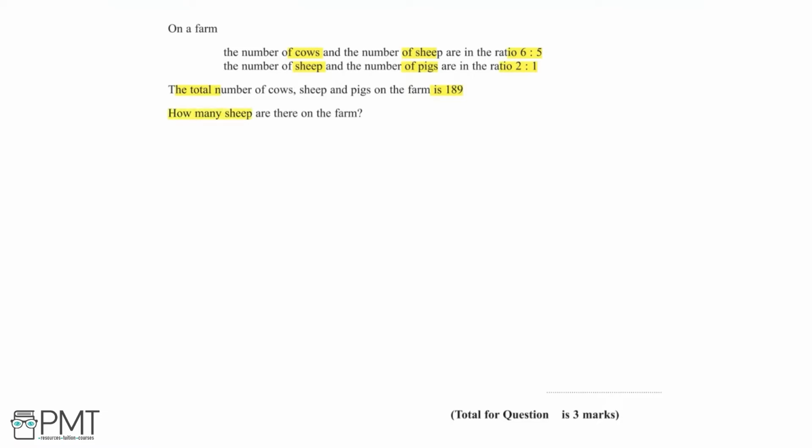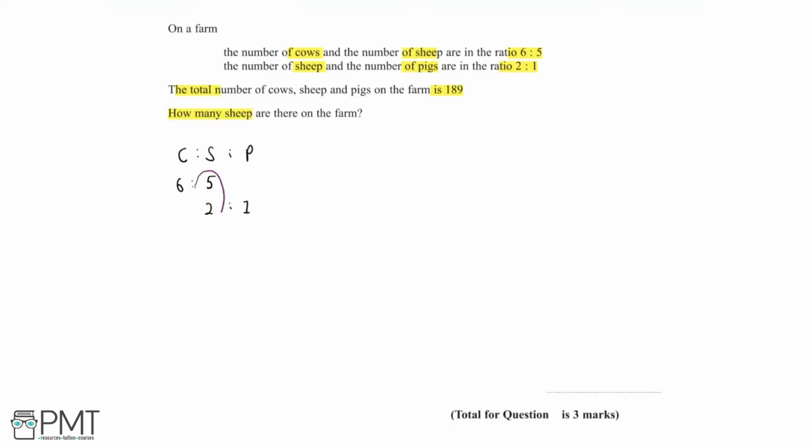So let's start by representing this all together. So we have cows to sheep to pigs, and so we want to have a ratio of all 3 of these. We're told that the ratio of cows to sheep is 6:5, and that the ratio of sheep to pigs is 2:1. And so for us to be able to create a ratio of the number of cows to sheep to pigs, we need to make sure that we have a common ratio.